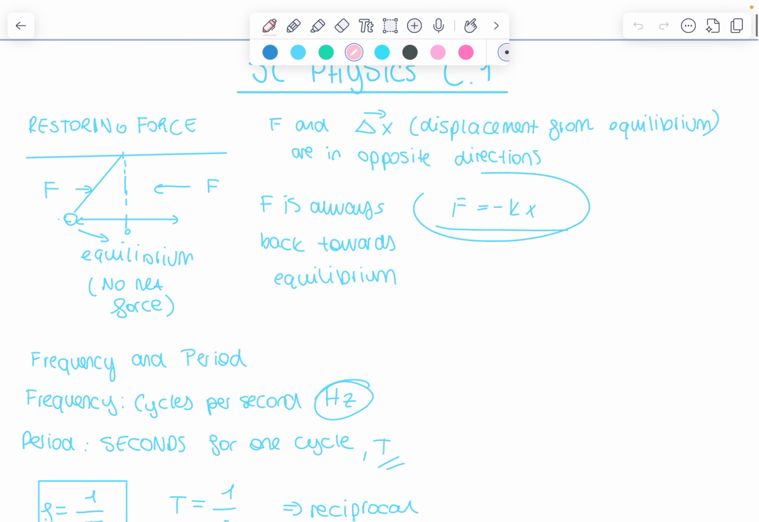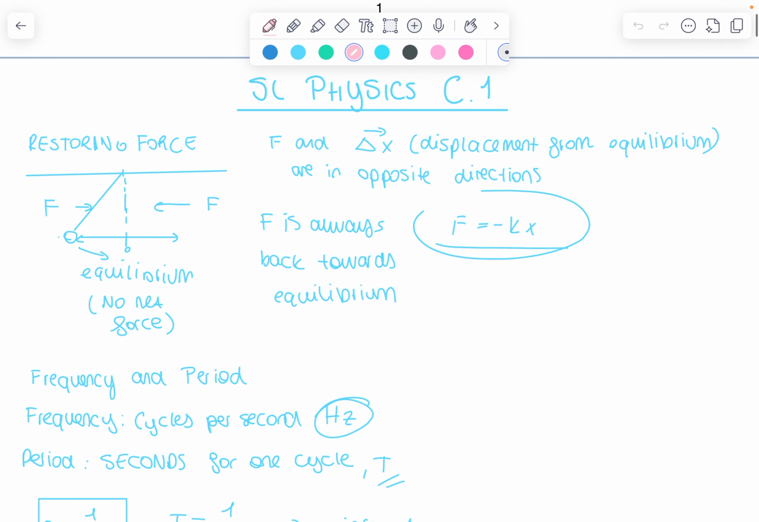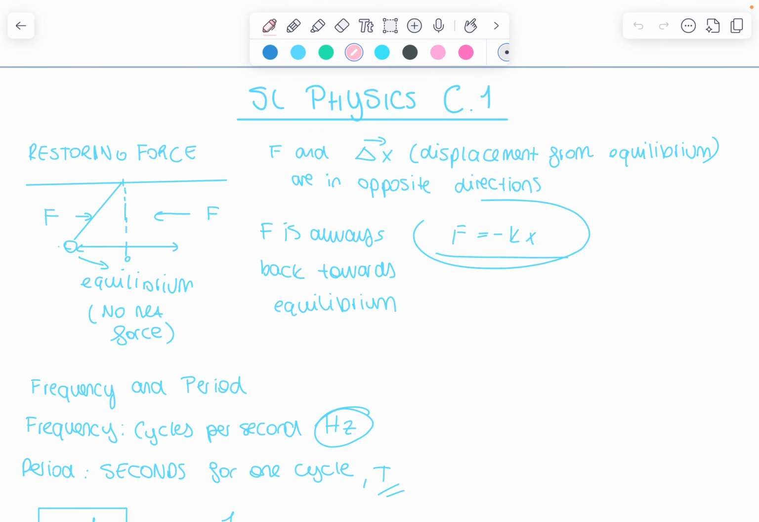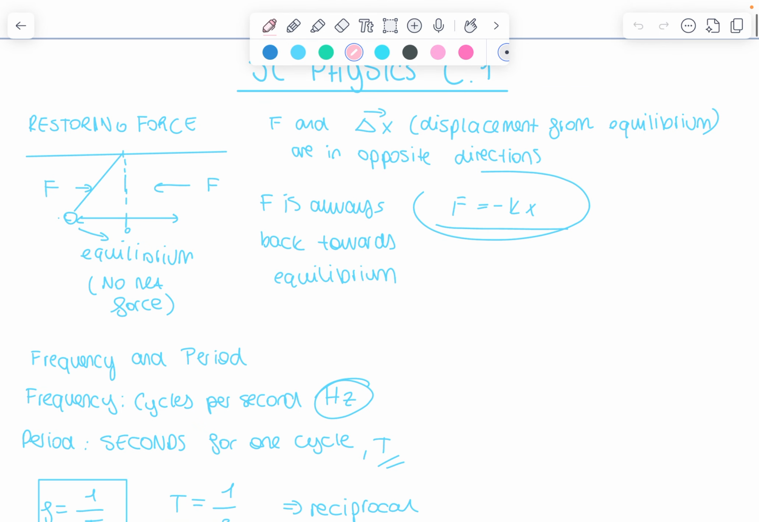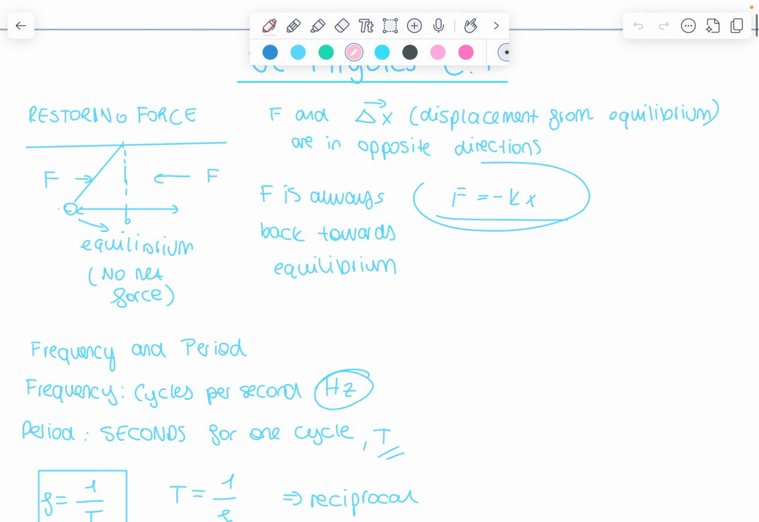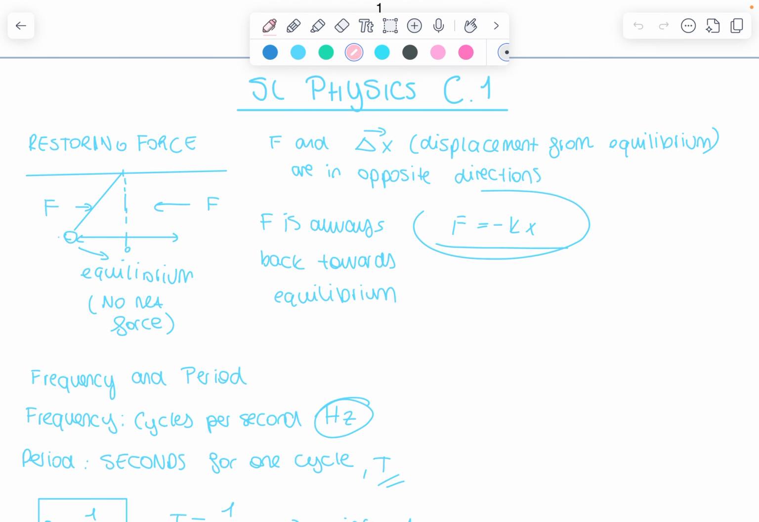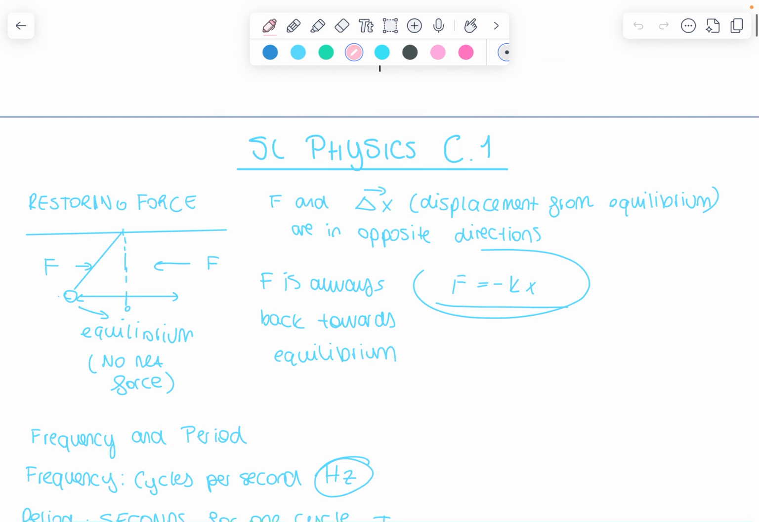Hi everyone, today we're going to go through IB SL physics topic C.1, which is simple harmonic motion, or SHM. And honestly, this topic sounds much scarier than it actually is, because once you understand the logic behind the motion and the graphs, everything starts connecting together. So first of all, what is SHM?